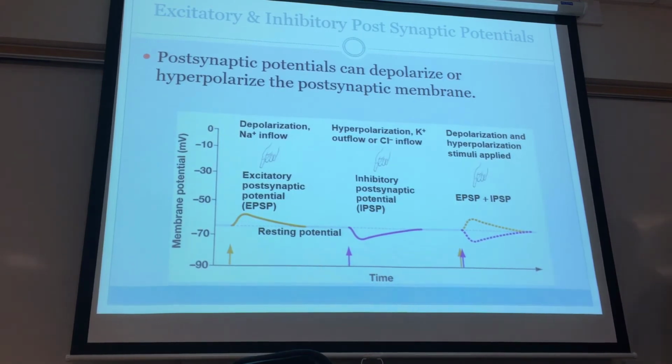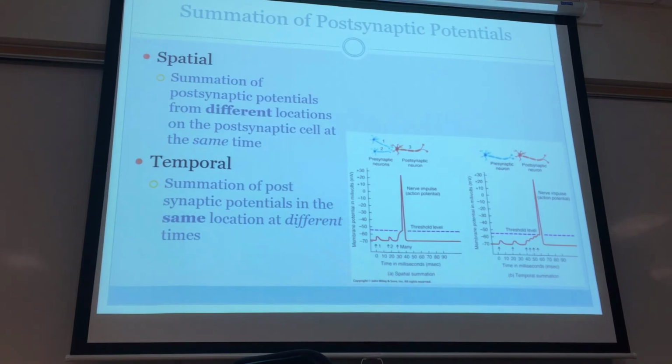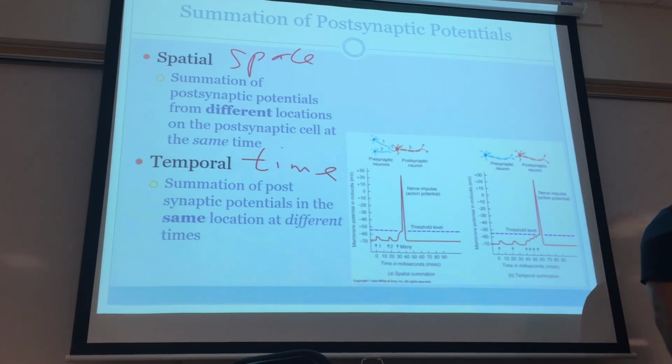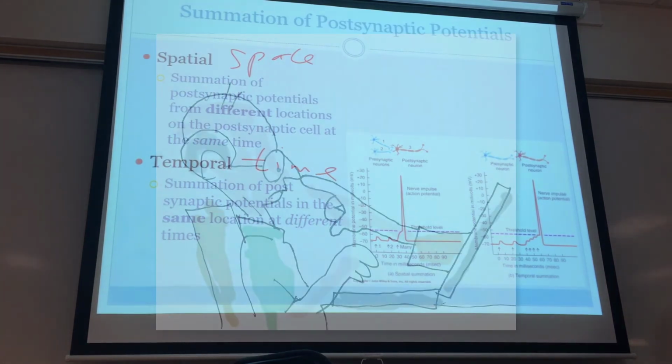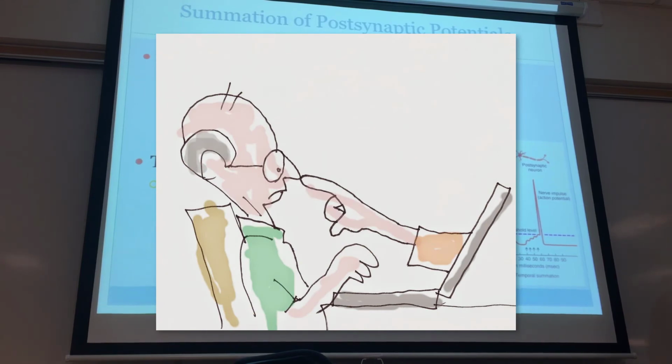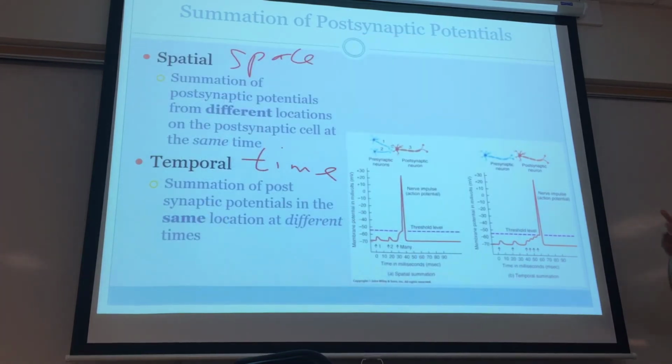So the two types of summation that we can look at, we can work either with space or time. And let me use an analogy that I know works better than the ones I've used today. Think of somebody sitting next to you, and you're trying to pay attention, and somebody starts poking at you, okay? You're sitting there, you're fine, you're not excited, somebody's poking you, right? Spatial is where you have the summation of postsynaptic potentials from different locations on the postsynaptic cell at the same time. That means you have two people poking at you, up until the point that you reach threshold and you fire off and you do whatever you want to do, okay?